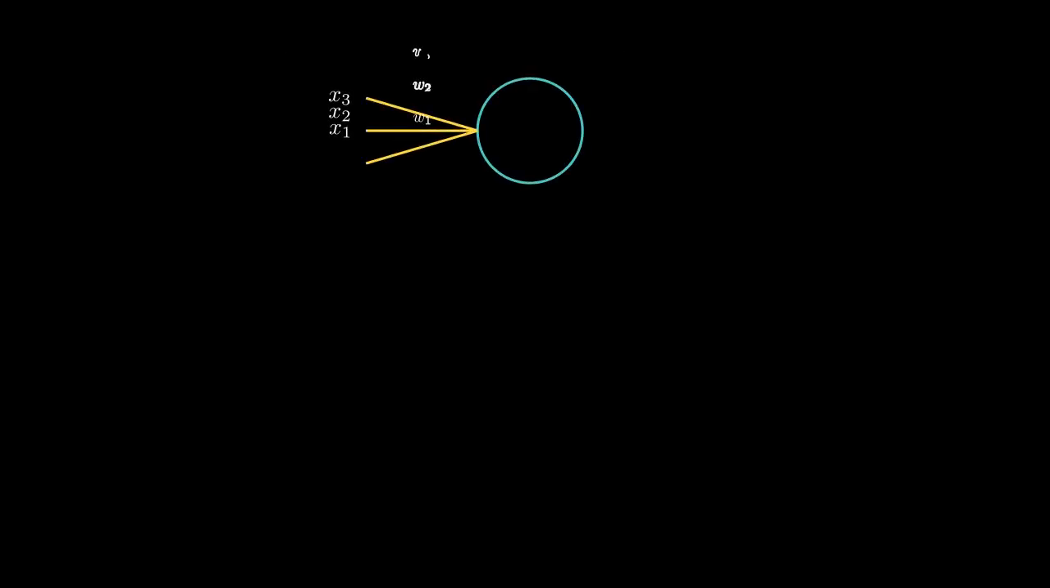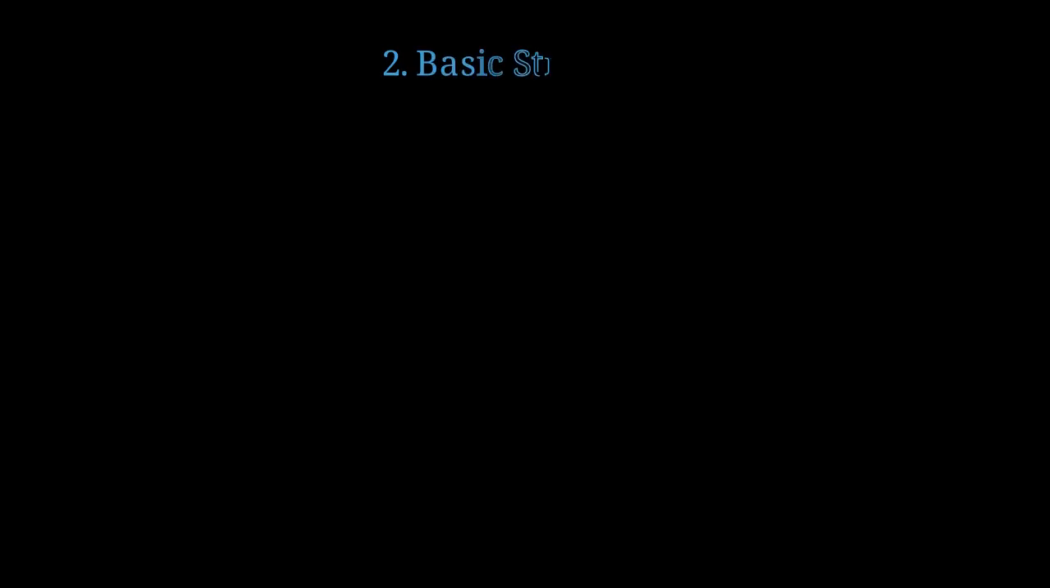Here's a single artificial neuron. It takes multiple inputs, multiplies them by weights, sums them up, and applies an activation function to produce an output. Now let's look at the basic structure of artificial intelligence.